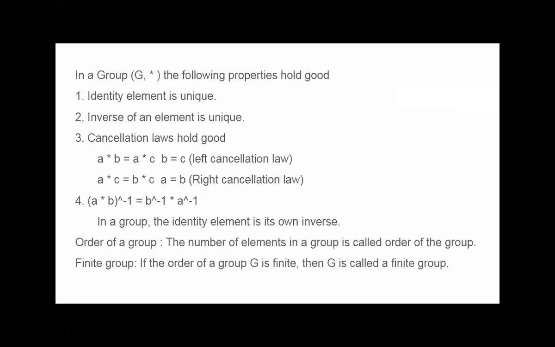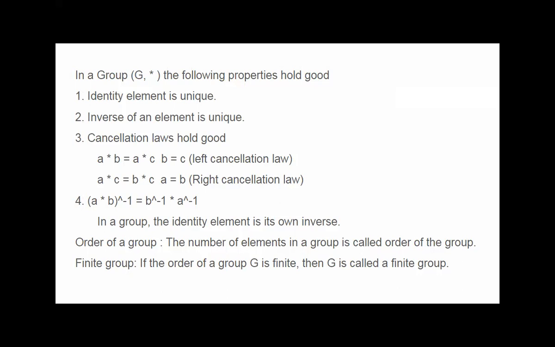What is the example given here? We can see in a group G star, the following properties hold good. What are those? Already we have seen, here it gets repeated. Identity element is unique. Yes. Inverse of an element is unique. Yes. Any element is unique, and the inverse of that element will also be unique.